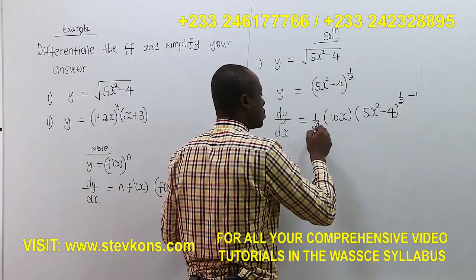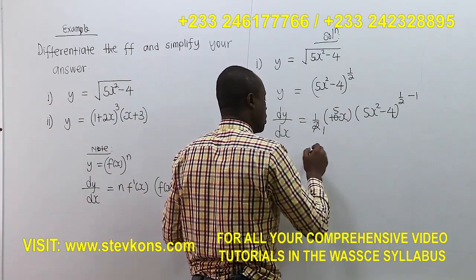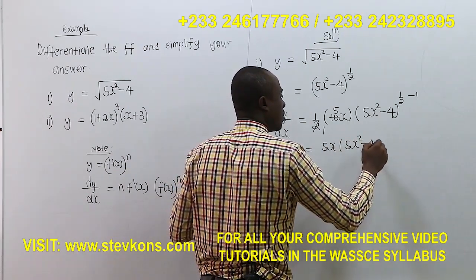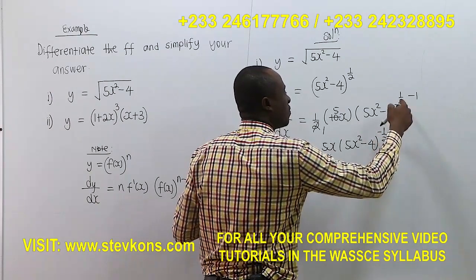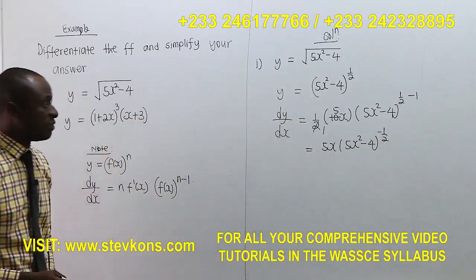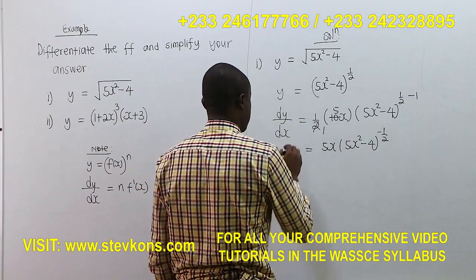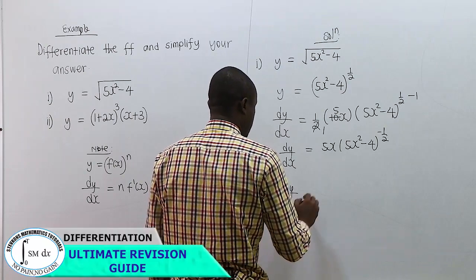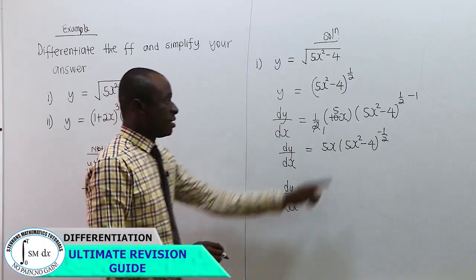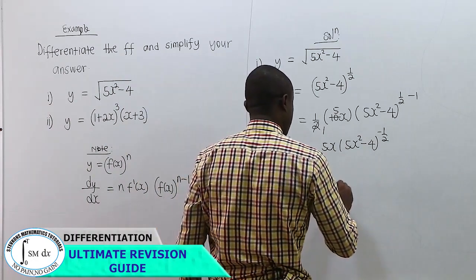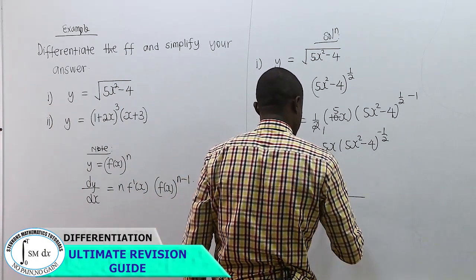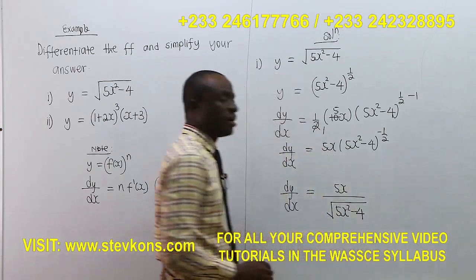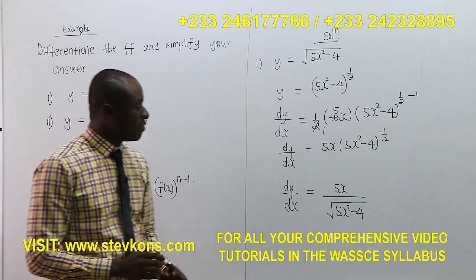Now, 2 going into 10, how many times? 5 times. So we have 5x times 5x squared minus 4 to the power negative half. That's half minus 1, which is negative half. And this is the same as, because it's negative, it can come down, so we have 5x over the square root of 5x squared minus 4. Wow, that's it. Very, very easy.